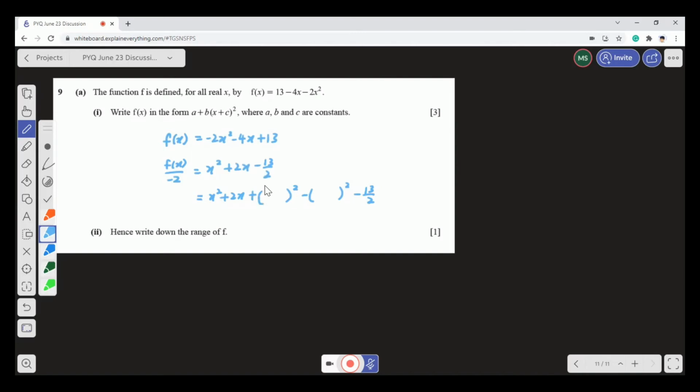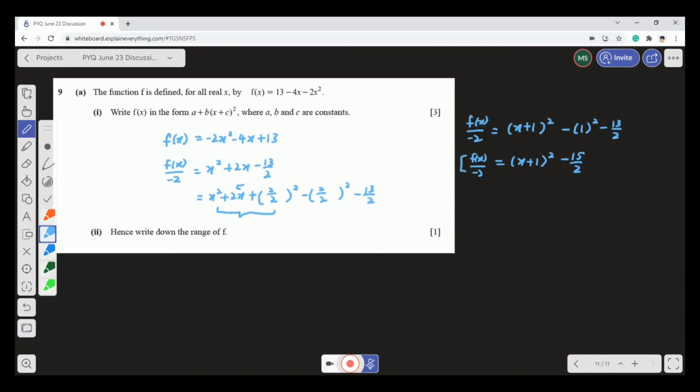What to put inside the bracket? The b here, which is 2 over 2. So I continue here, fx over negative 2. I combine these 3 terms together so that I will get x plus 1 square, because x square and this 2 over 2 is 1. Minus 1 square minus 13 over 2. So at the end of the day, I will get x plus 1 square, this part is minus 15 over 2. So this is your fx over negative 2.